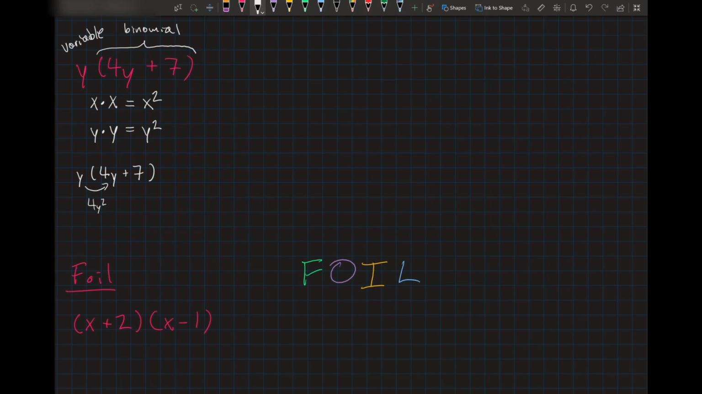And then we're going to do y times 7, which is super simple. What's y times 7? Well, that means we have 7y's, so 7y. Now, the way you would write this out in reality, I'm going to erase my notes here. We do y times 4y, so that's going to be equal to 4y squared.